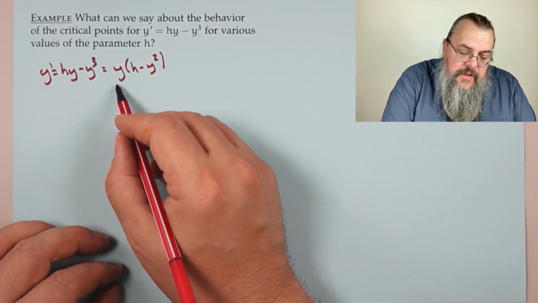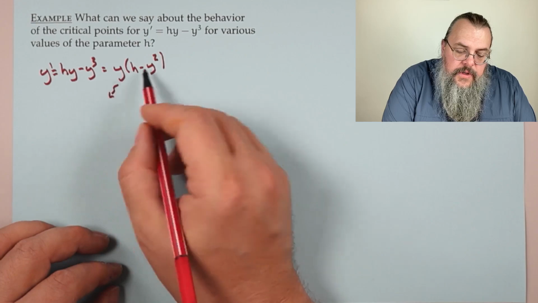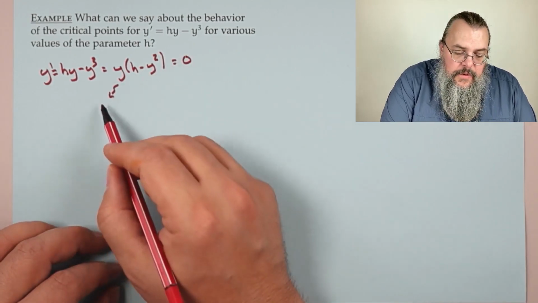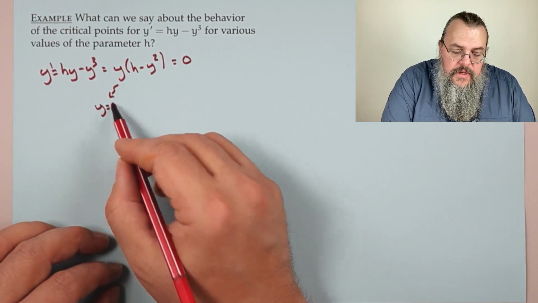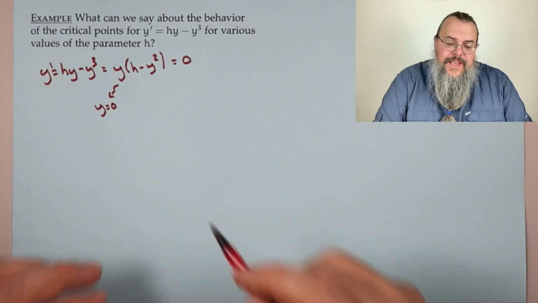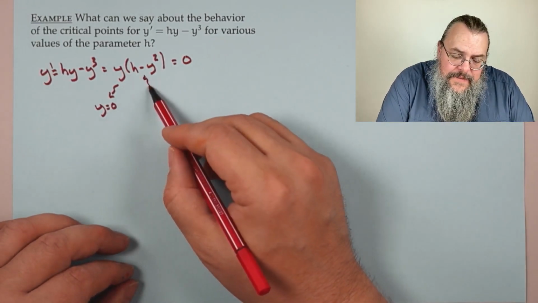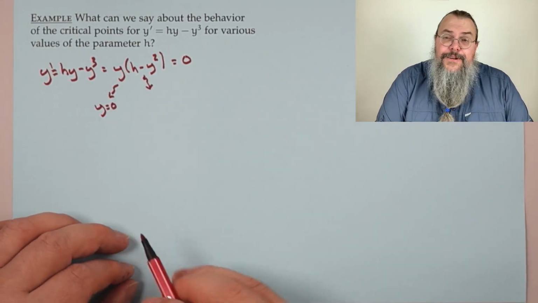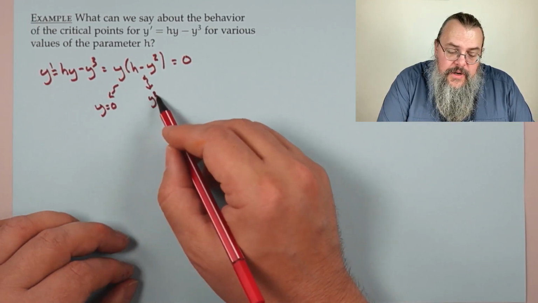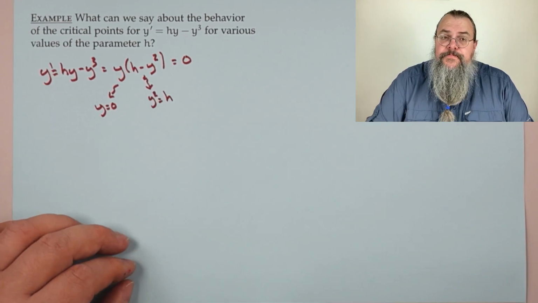Now, there are some cases. Well, certainly, if we want this to equal 0, because those are where critical points are, we see that y equals 0 is going to be a critical point. So 0 is always a critical point. On the other hand, here we have this h minus y squared. Now, for this to be 0, we would need to have that y squared equals h.